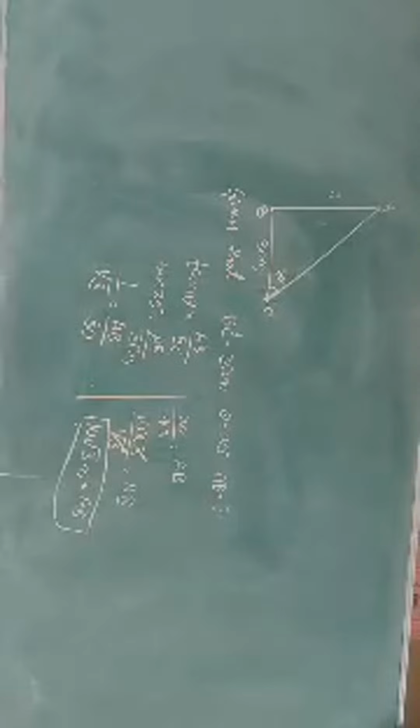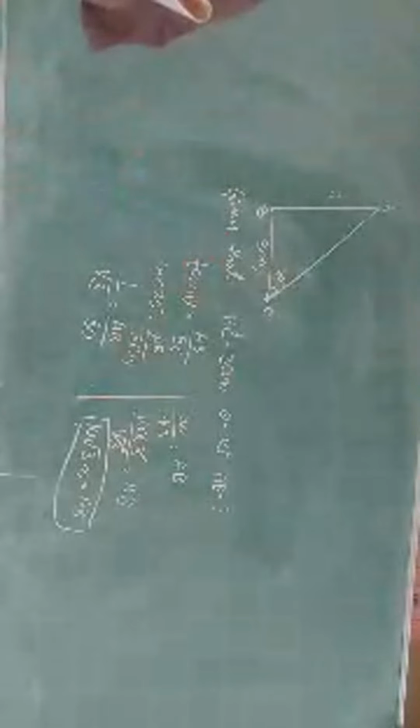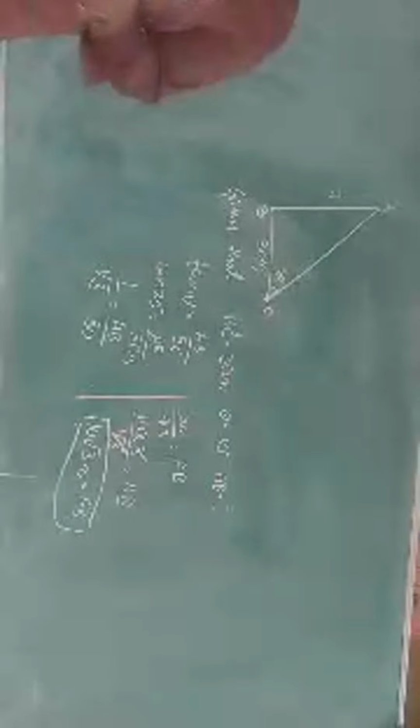Just finished? Okay, next question, question number 5. A kite is flying at a height of 60 meter above the ground. The string attached to the kite is temporarily tied to a point on the ground. The inclination of the string with the ground is 60 degree. Find the length of the string, assuming that there is no slack in the string.